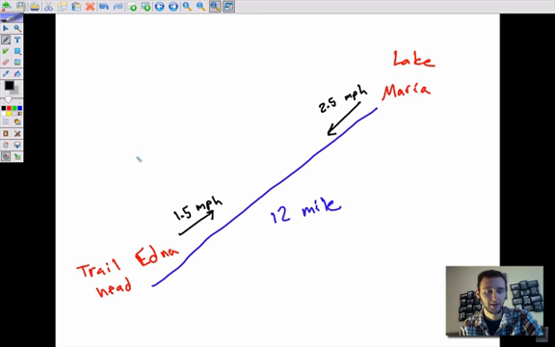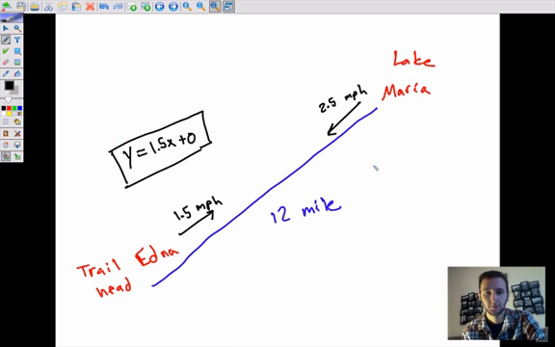And for Edna, she starts at the trailhead. So we're going to have a +0 as our b, or our y-intercept. She's starting at a distance 0 away from the trailhead. And each hour, she's moving 1.5 miles further from the trailhead. So this equation right here, y equals 1.5x, can represent Edna's distance from the trailhead.